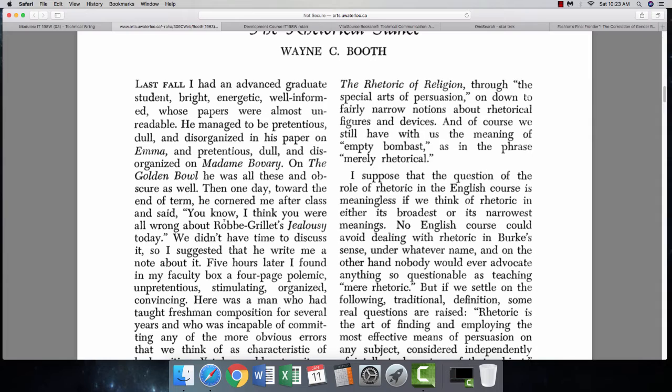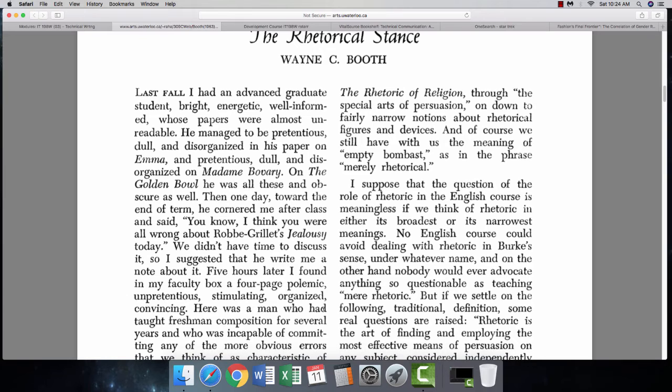"Then one day, toward the end of term, he cornered me after class and said, 'You know, I think you were all wrong about Robbe-Grillet's jealousy today.' We didn't have time to discuss it, so I suggested that he write me a note about it. Five hours later, I found in my faculty box a 4-page polemic," right, an argument. "Unpretentious, stimulating, organized, convincing.